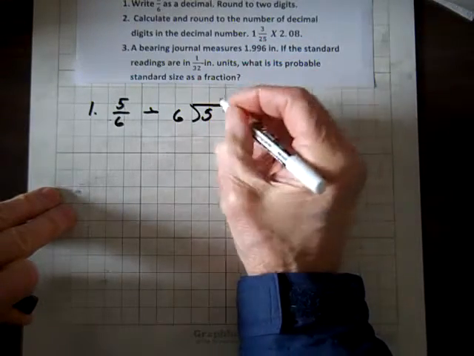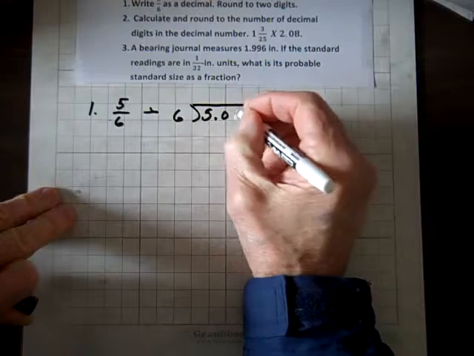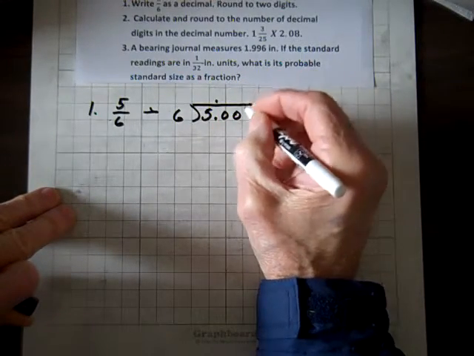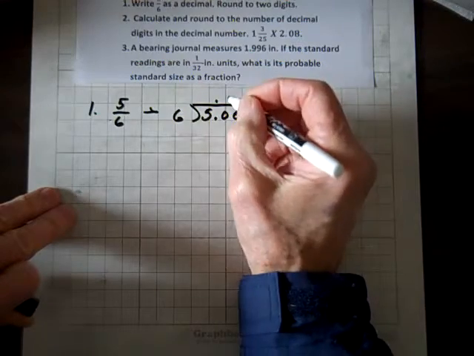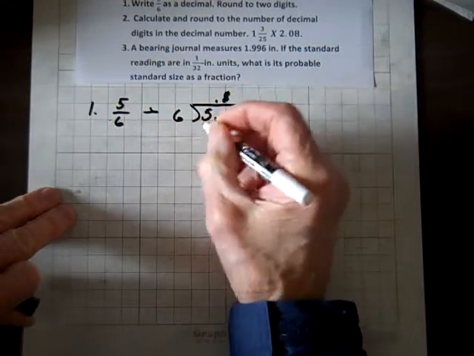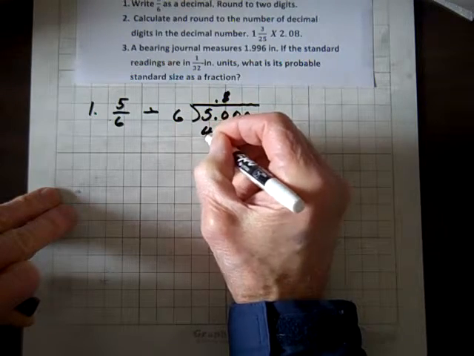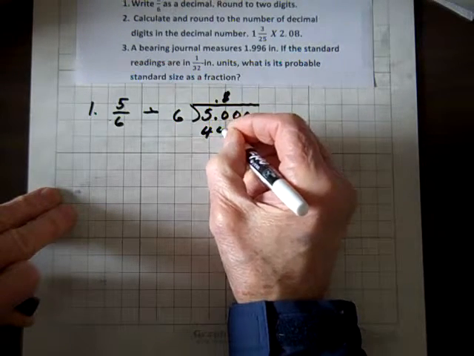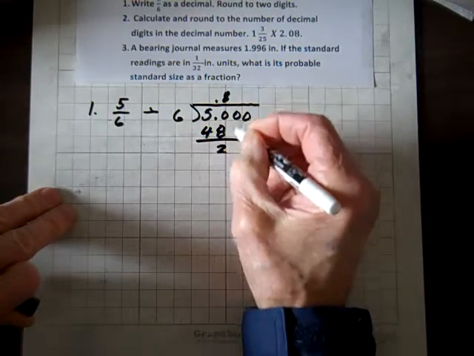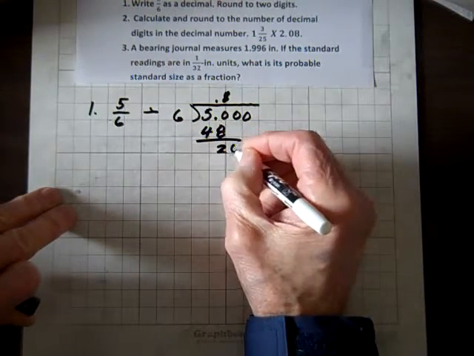And we have to round to 2 digits, so we'll put a couple of zeros here and see what happens. And in fact, I'll put a third zero. So 6 goes into 5 8 times, and 8 times 6 is 48. When we subtract, we get 2. We'll bring the 0 down.